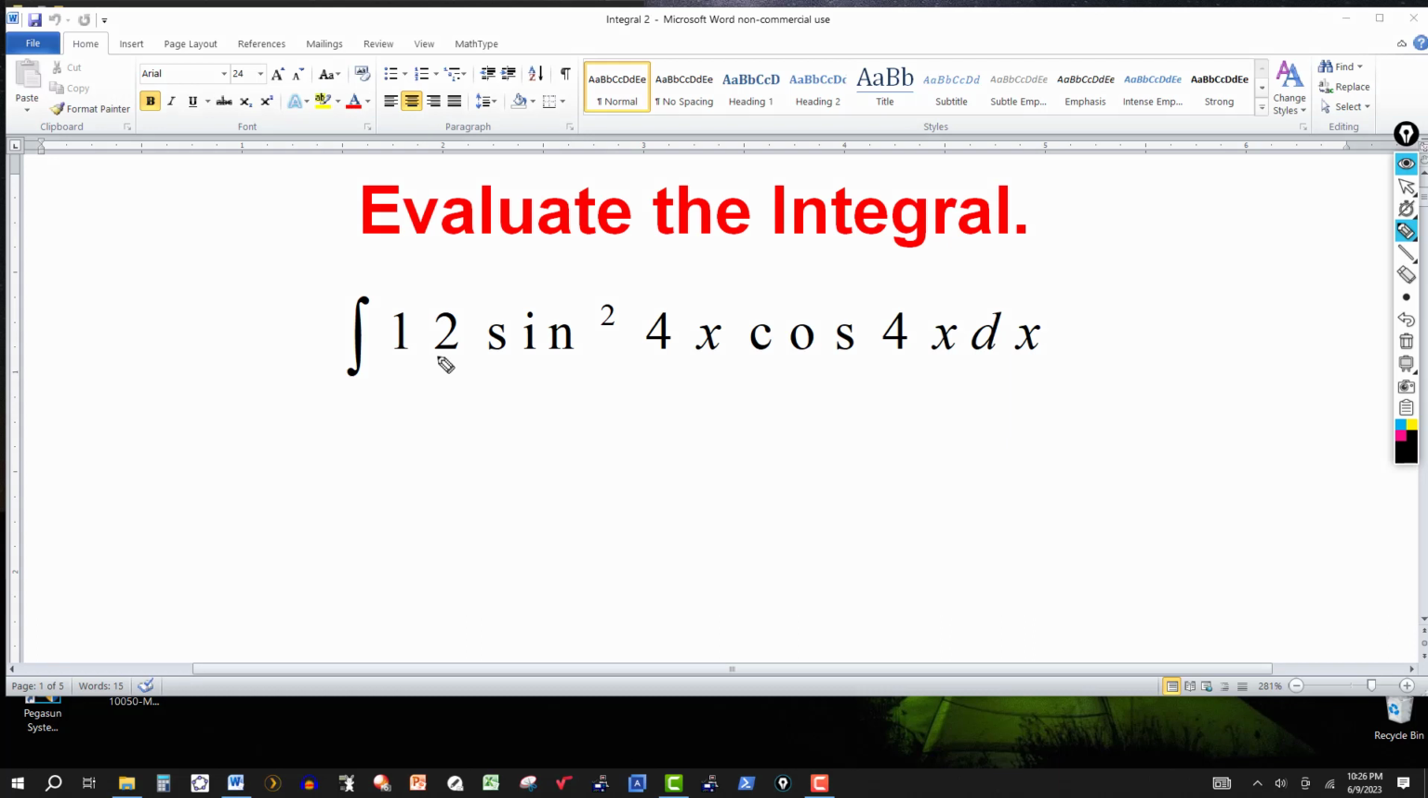So in the integral we have 12 sine squared of 4x cosine of 4x dx. We know the derivative of sine is cosine, so that gives us a hint to use the standard u-substitution. So I'm going to let u equal sine of 4x.